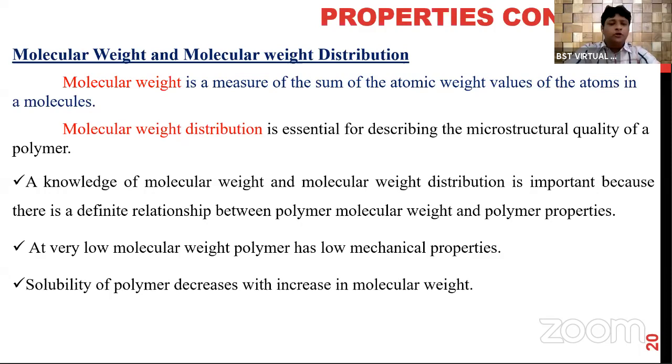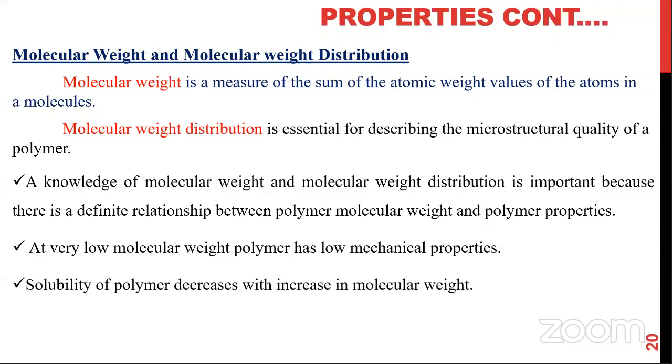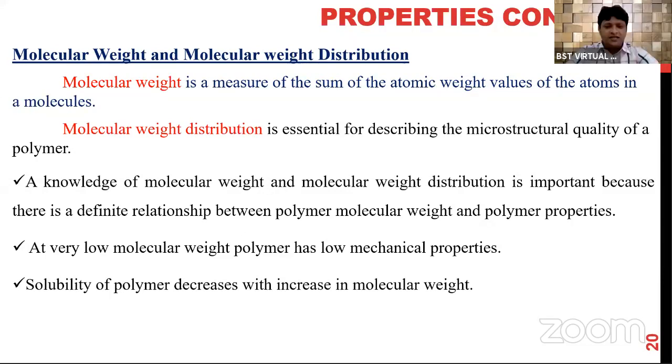So what is molecular weight? This term is not new to us. Already we know what molecular weight is. The molecular weight is nominally measured as the sum of the atomic weight values of the molecule, like how many atoms are there, and each atom has one value. According to that value, we calculate the molecular weight. So according to this molecular weight, the polymer properties will change.